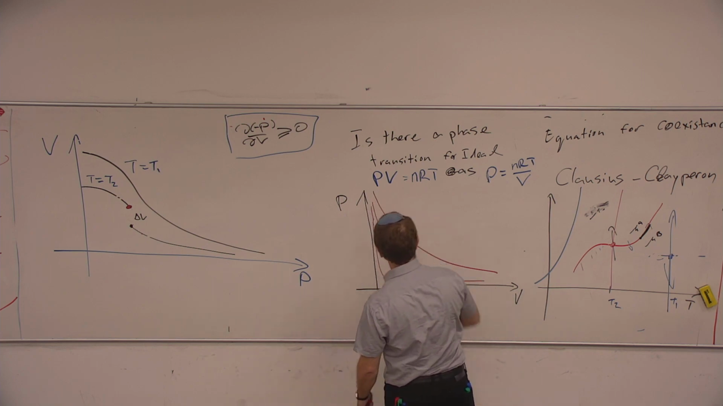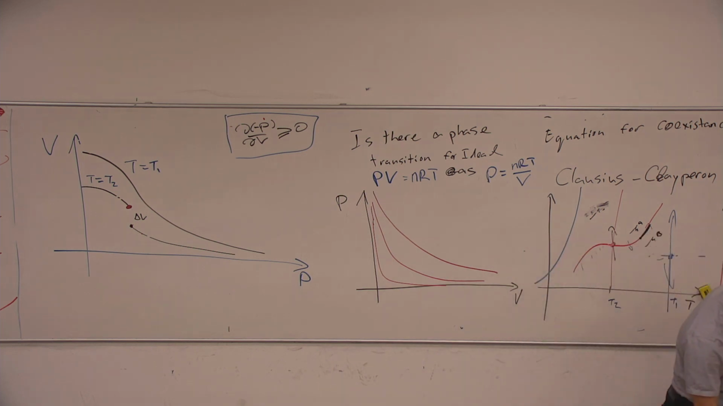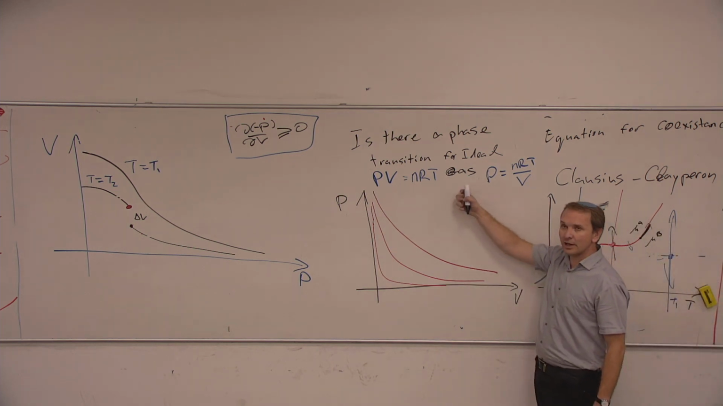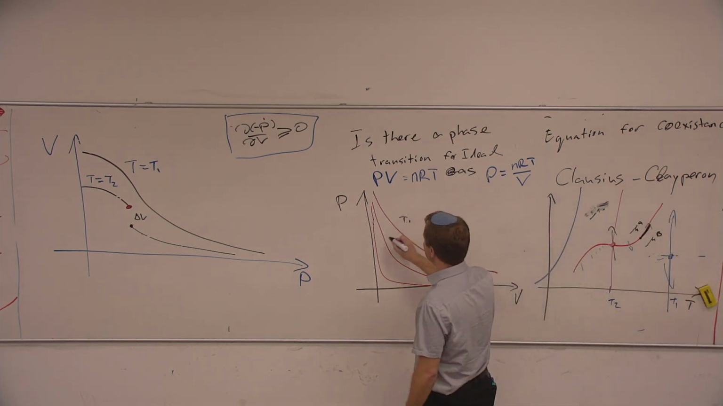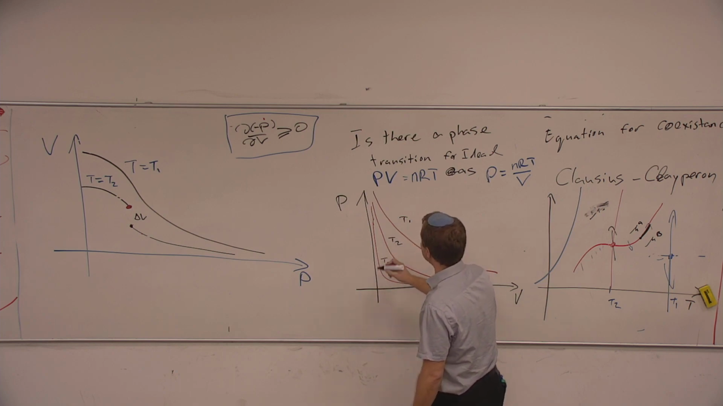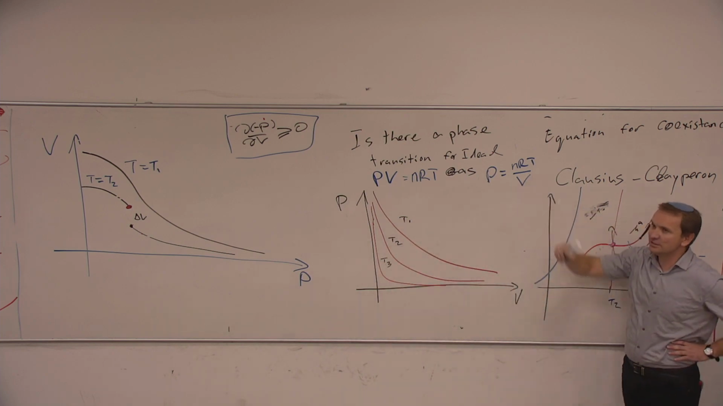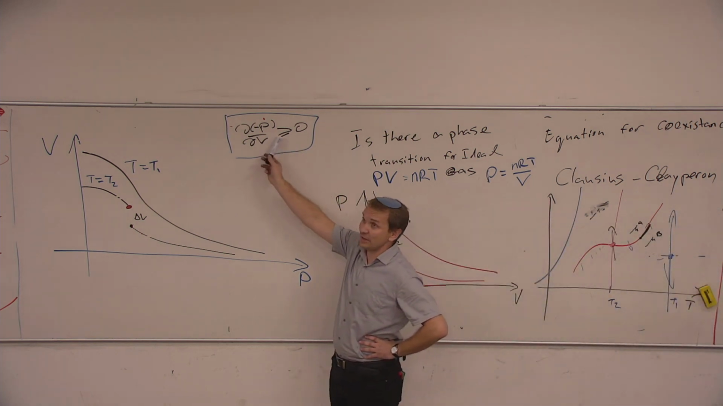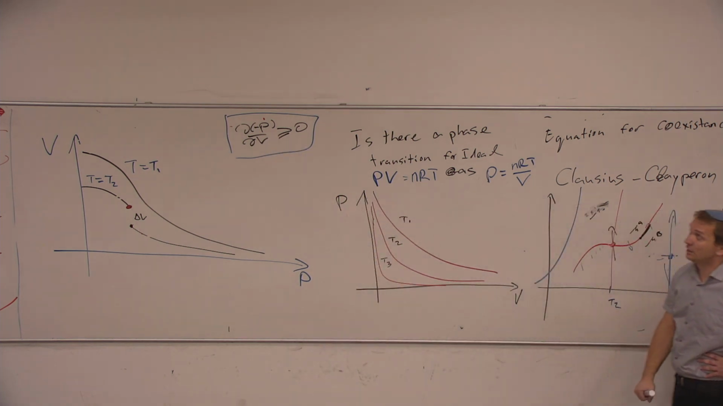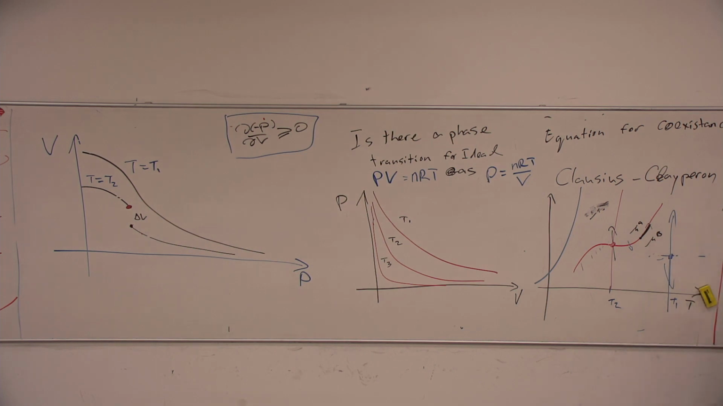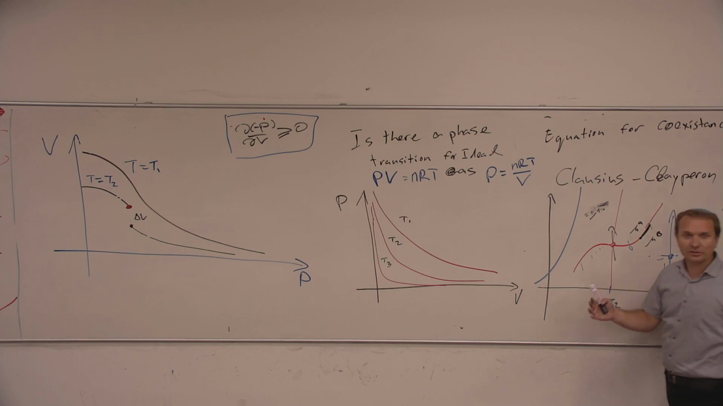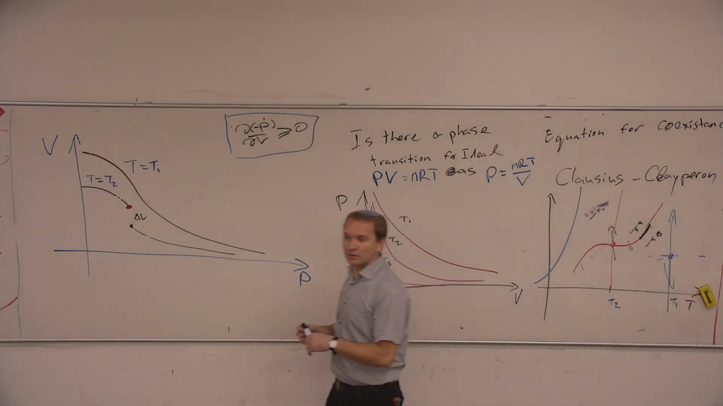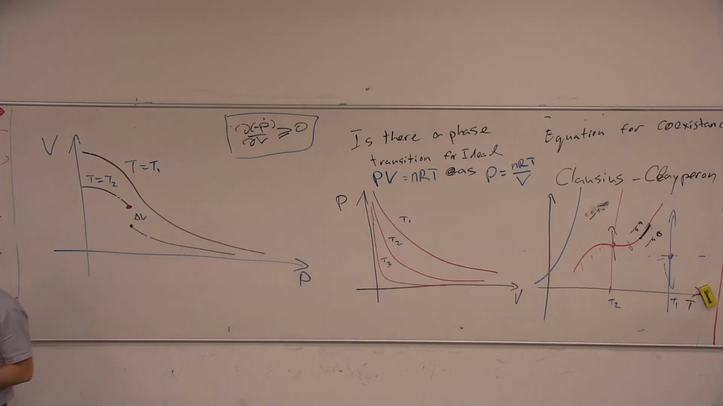So for a constant temperature, there's no jump? Exactly. If you look at the ideal gas, this is T1, this is T2, this is T3. P is always a continuous, decreasing function. This condition is satisfied. P is a decreasing function of V, but there are no jumps in the ideal gas. There is no phase transition whatsoever.